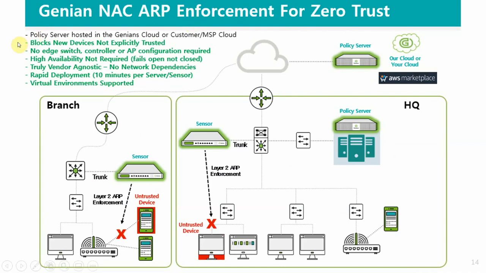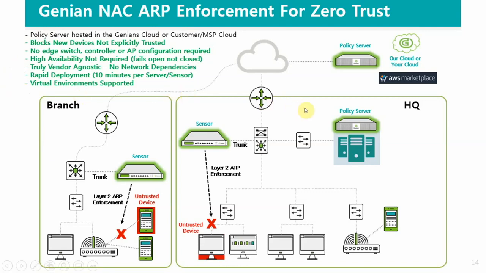The system can be configured to block new devices that are not explicitly trusted. This follows the best practices of the Zero Trust model. No edge switch controller or AP configuration is required. High availability is also not required because the system fails open. The system is truly vendor agnostic, no network dependencies. It can be rapidly deployed in approximately 10 minutes for policy server and sensor, and it supports virtual environments.